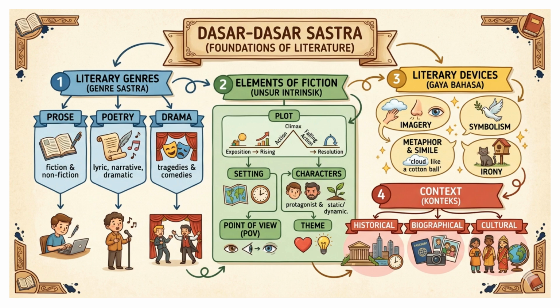This map illustrates the foundations of literature, categorized into 4 main areas. First, literary genres include prose, poetry, and drama. Secondly, elements of fiction, such as plot, setting, characters, point of view, and theme. Next are literary devices, like imagery, symbolism, and irony. Finally, context encompasses historical, biographical, and cultural aspects.